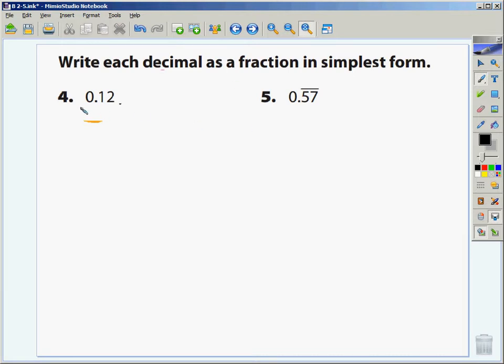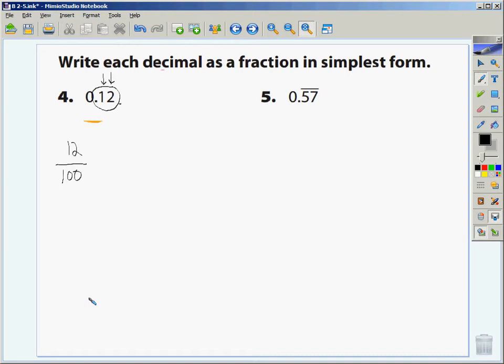Well, number 4 should be easy. You should know how to do this one, because each place behind a decimal has a name. What's the first place behind a decimal? What column is that? Tenths. What place is the second place? Hundredths. So this becomes 12 hundredths, or 12 over 100, as a fraction.